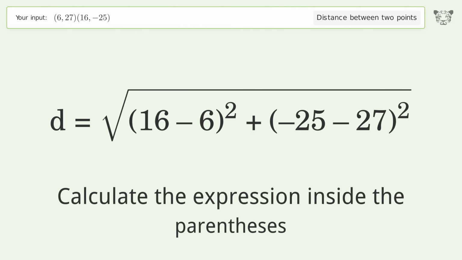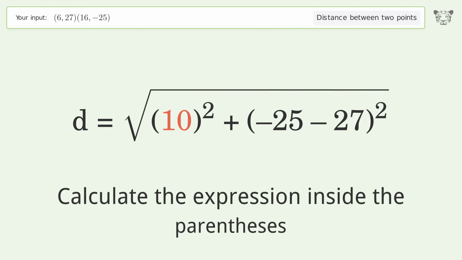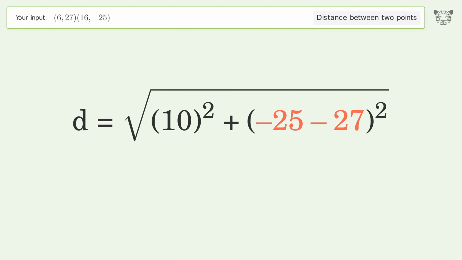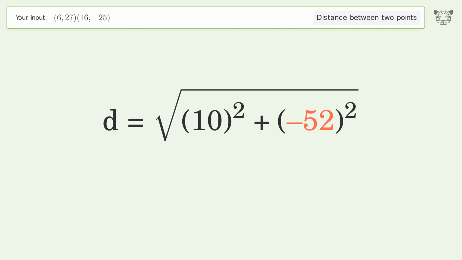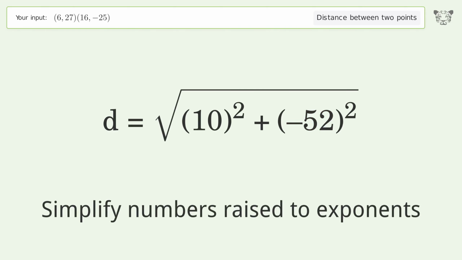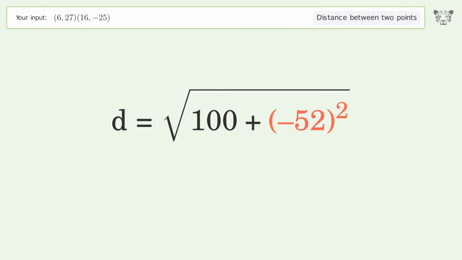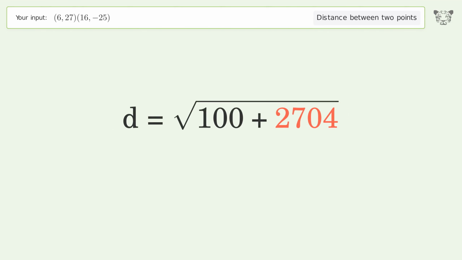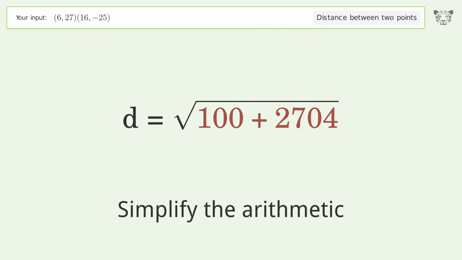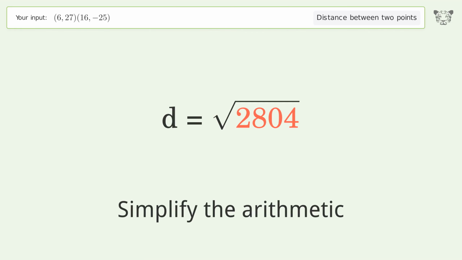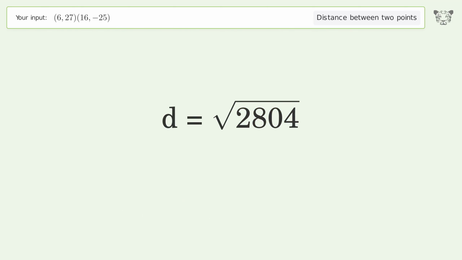Calculate the expression inside the parentheses. Simplify numbers raised to exponents. Simplify the arithmetic. And so the distance between the 2 points is the square root of 2,804, or 52.953.